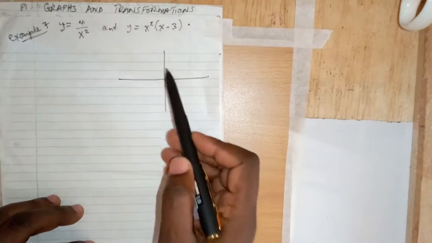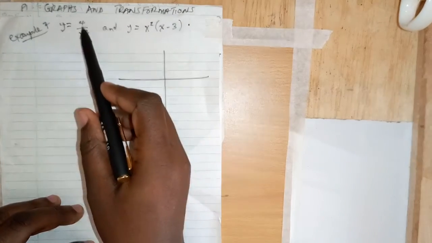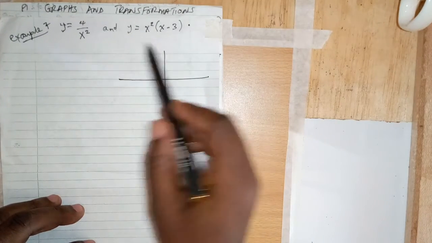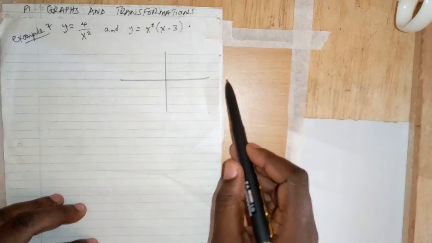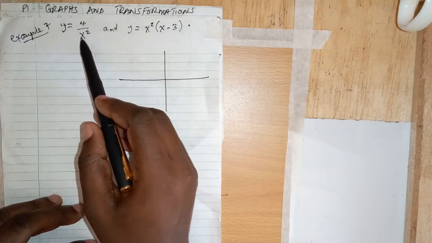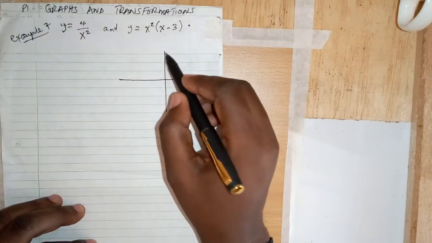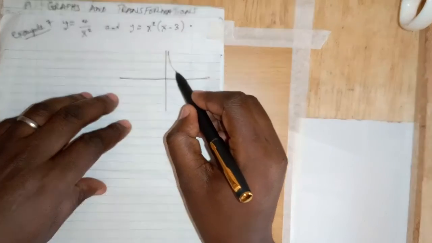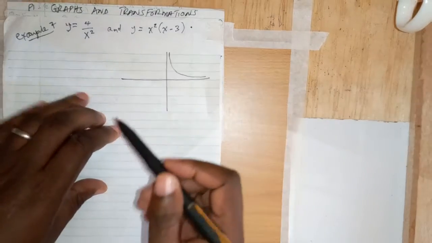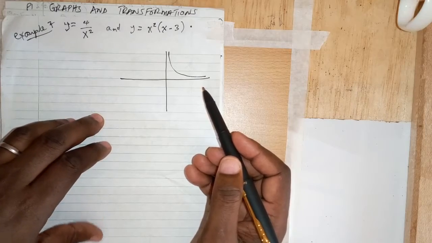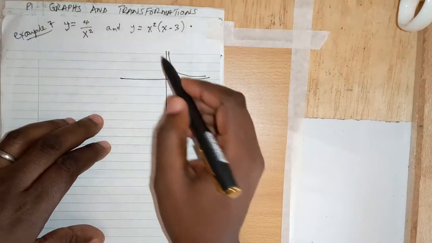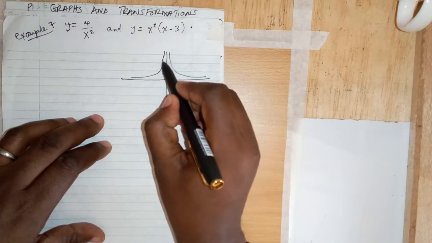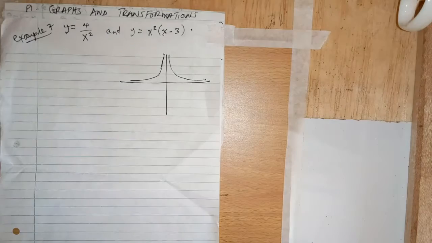But of course, as x approaches 0, 4 divided by a very small number is a very big number. And as x approaches infinity, 4 divided by a very big number becomes a very small number. So the asymptotes will continue to be obeyed. So we have such kind of a graph. That is when x is positive. Even when x is negative, we repeat the same kind of a graph because negative x squared becomes positive number.